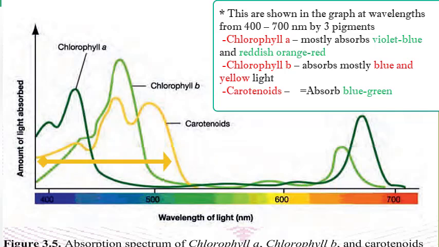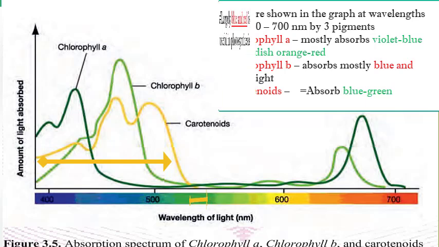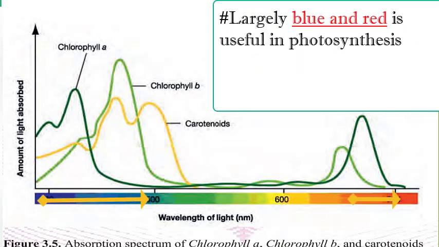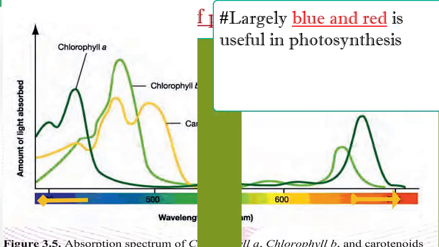Carotenoids, which are ubiquitous and essential pigments in photosynthesis, are able to absorb the blue to green region of the solar spectrum, and they transfer the absorbed energy to chlorophylls. So carotenoids expand the wavelength range of light that is able to drive photosynthesis. From the absorbed light energy, largely blue and red is useful in the photosynthetic process.